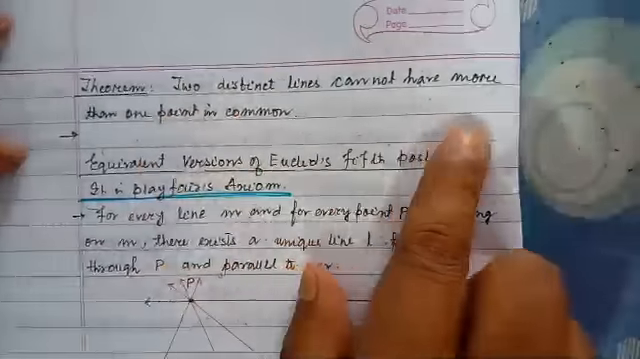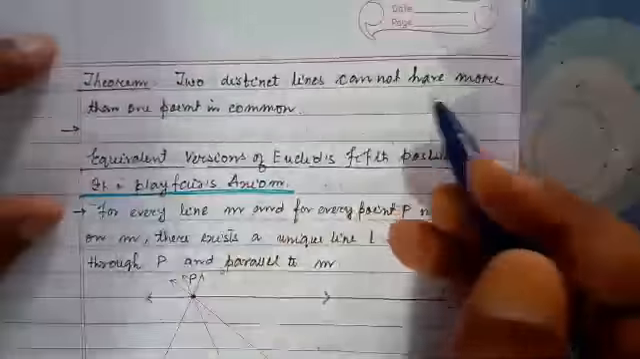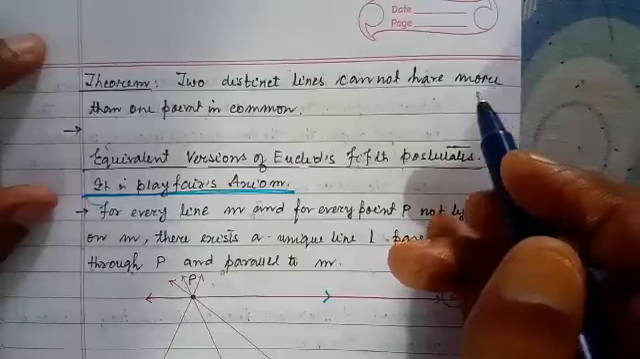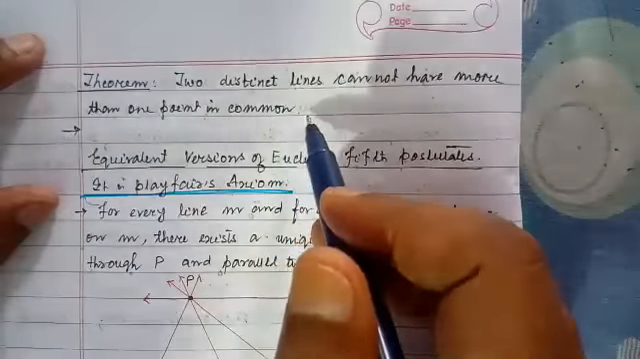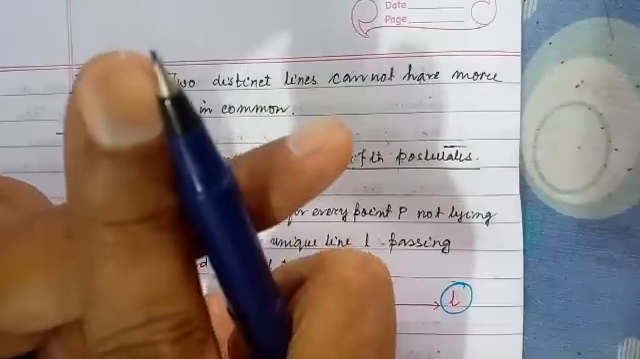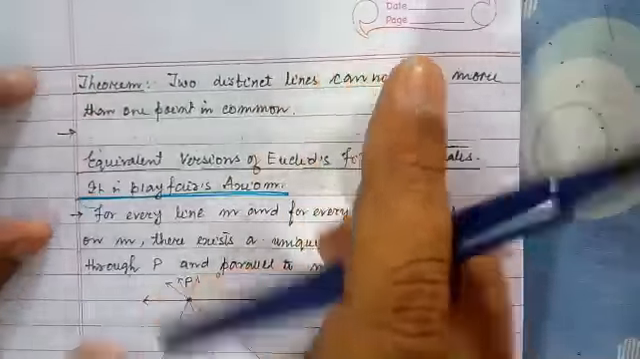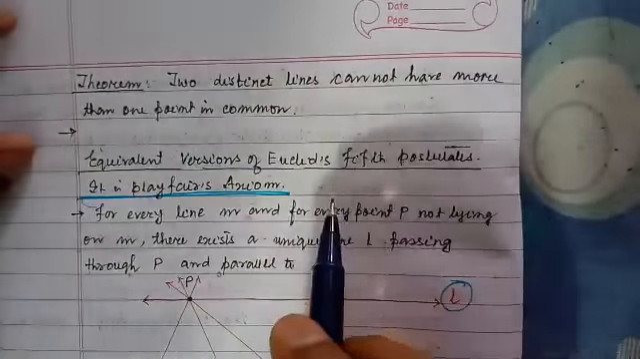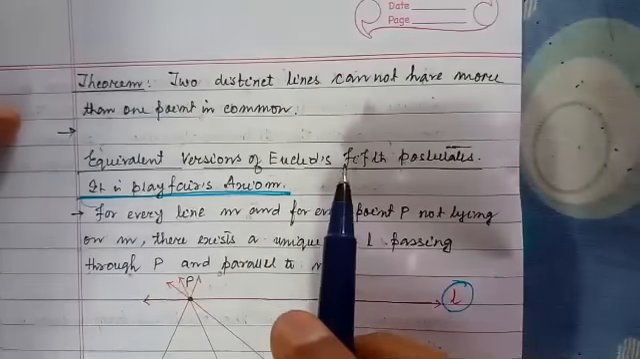Now a theorem. Two distinct lines cannot have more than one point in common. It means two straight lines can intersect exactly at one point, not more than one point. How can we prove this one?